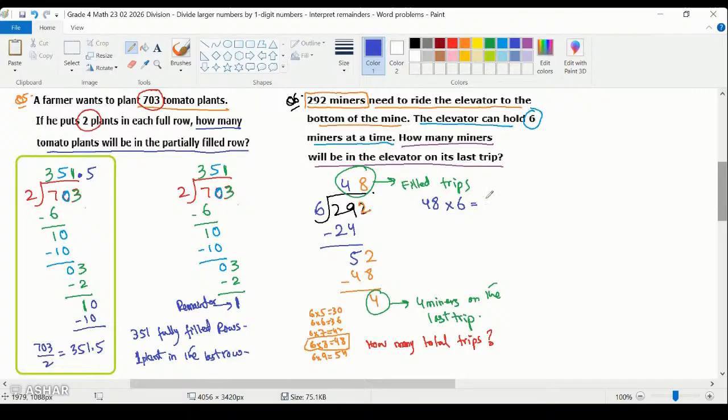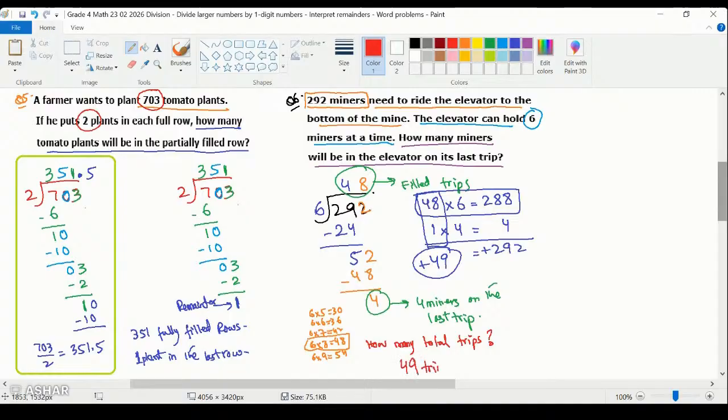So 288 people were carried in 48 trips. But the last trip had 4 people on it. That means the total of the people comes out to be 292, right? So this was our trips, right? Would we say total number of trips are 49? On 48 trips, each time the elevator went down, it had 6 people on it. But the last time the elevator went down, it had 4 people because 4 is the remainder. So can we say a total 49 trips were done?